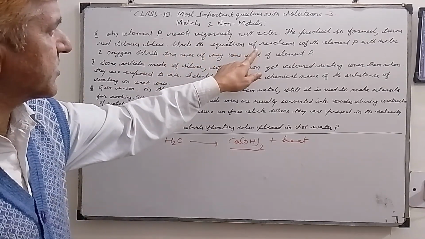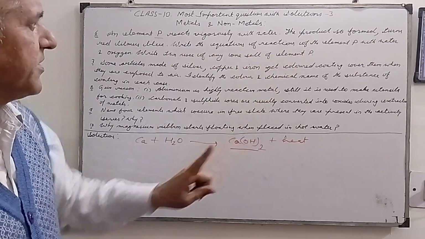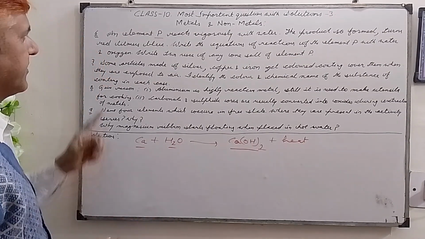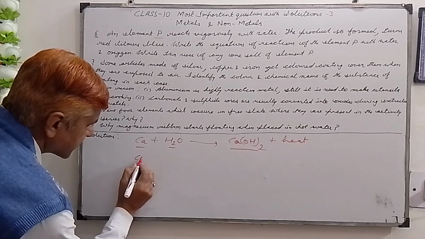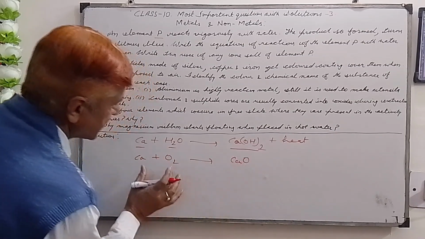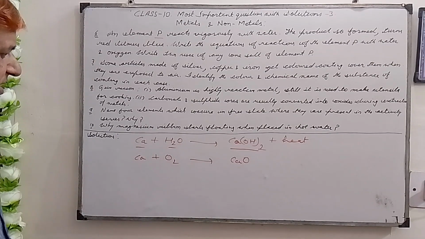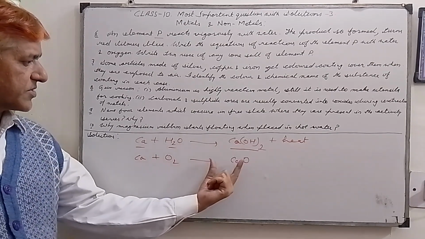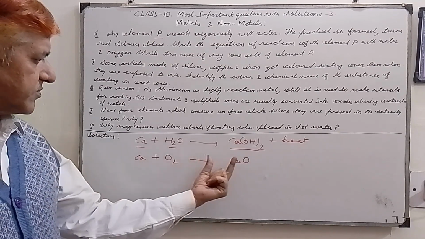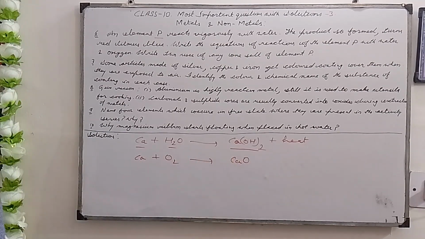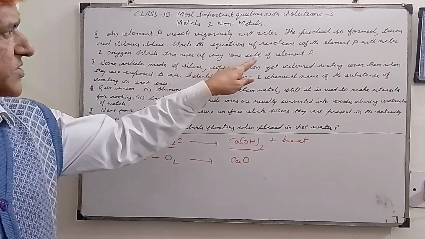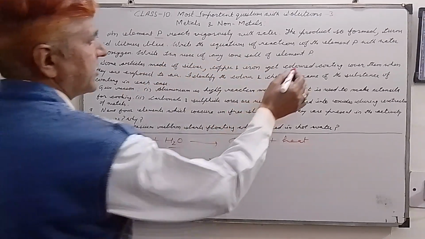Write the equations of the reaction of element P with water and with oxygen. Calcium plus oxygen gives calcium oxide. My dear students, this is an addition reaction, a combination reaction. So this is the reaction of calcium with oxygen. Calcium oxide is formed.